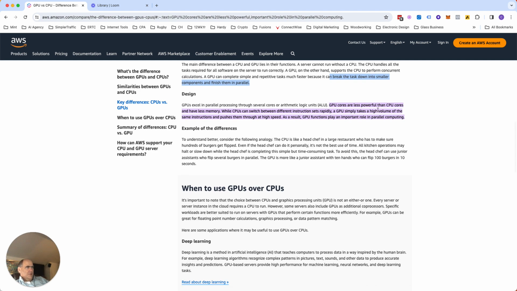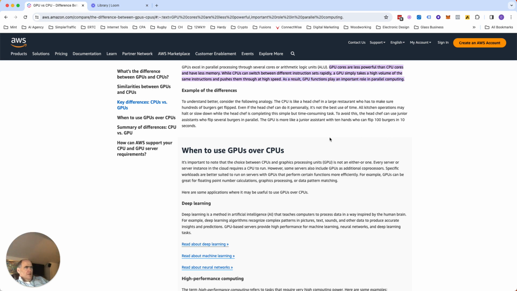So let's talk about that. GPU cores are less powerful than CPU cores and they have less memory. This one kind of confused me a little bit. It says while CPUs can switch between different instruction sets rapidly, I haven't seen too many switching between instruction sets, but maybe I've had some that are modes. A GPU simply takes a high volume of the same instruction and pushes them through at high speed. So they are really good at parallel computing.